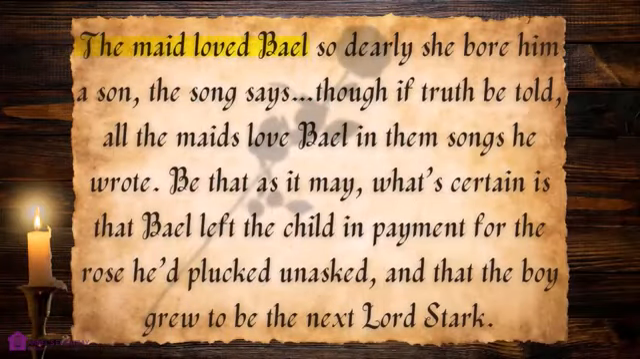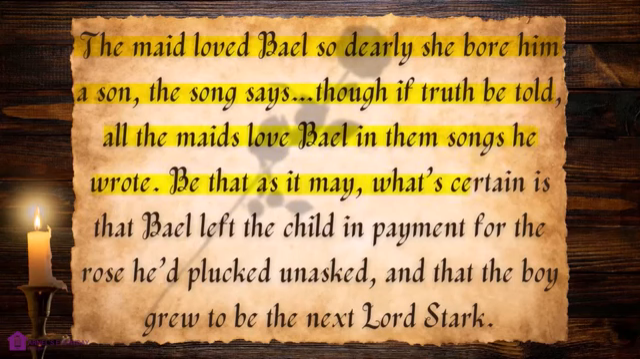The maid loved Baal so dearly she bore him a son. The song says, though if truth be told, all the maids love Baal in them songs he wrote. Be that as it may, what's certain is that Baal left the child in payment for the rose he'd plucked unasked, and that the boy grew to be the next Lord Stark.